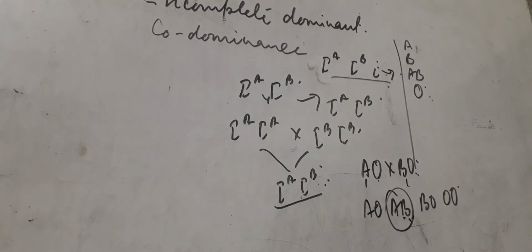Next is pleiotropy. Pleiotropy means when a gene influences more than one trait. For example, starch synthesis in pea seeds. Starch synthesis in pea seed is controlled by one gene. It has two alleles, capital B and small b.